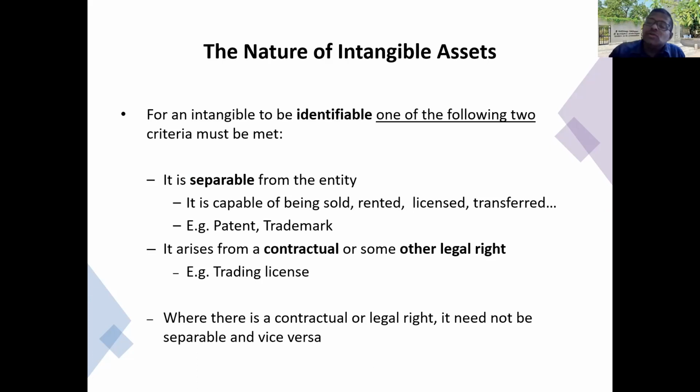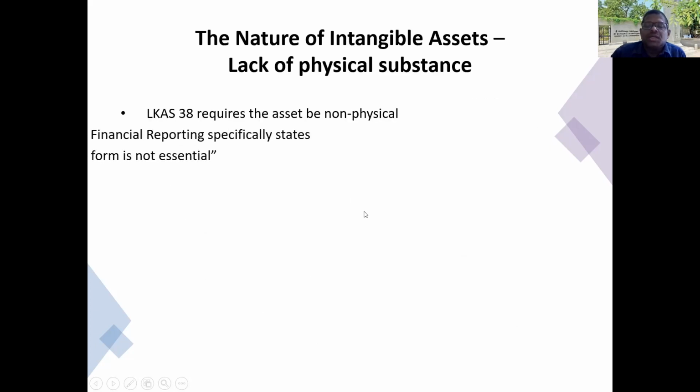Also it arises from contractual or some other legal rights. For example, trade license, patent. Where there is a contractual or legal right, it need not be separable or vice versa. No need of satisfying both. But when you say identifiable, it has two components: separable and the legal or contractual agreement.